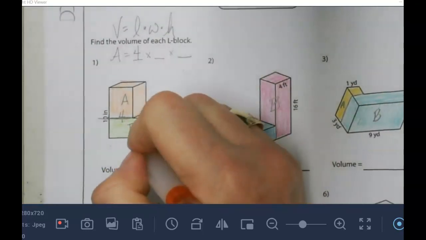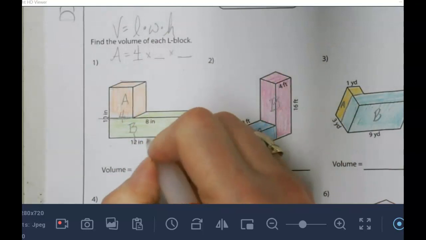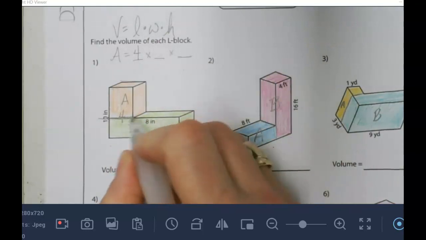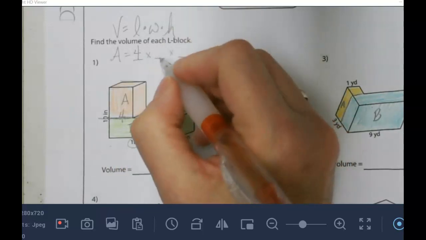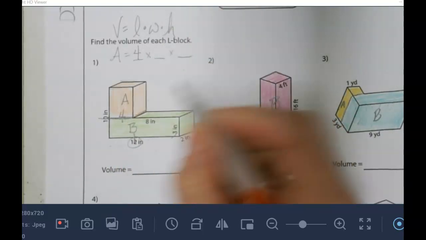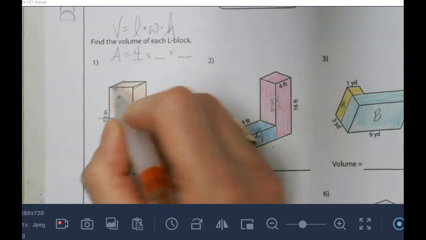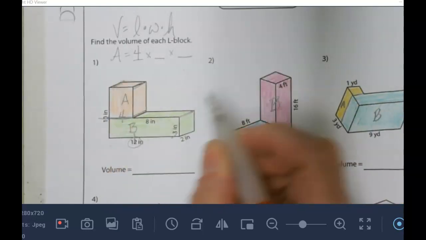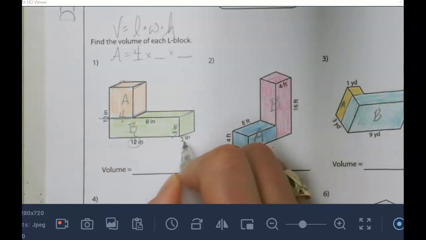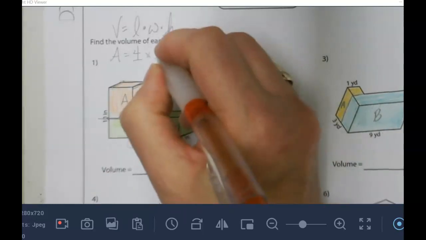Okay. So those two parts equal 12. Okay, now I need my width, which is this one here. There's not a number, there's not a number, there's not a number, there's not a number. I'm looking at all of the parallel lines. Well, this one is parallel, and it's 2.